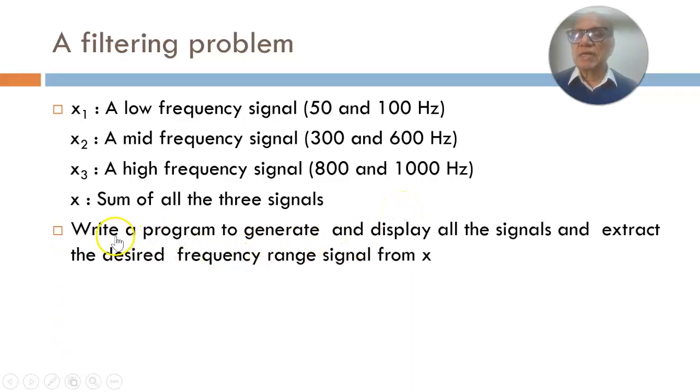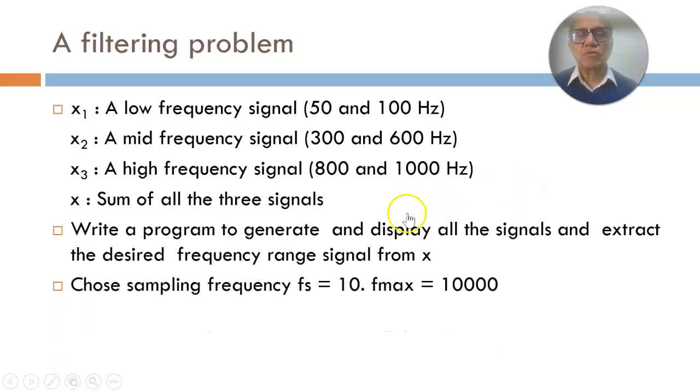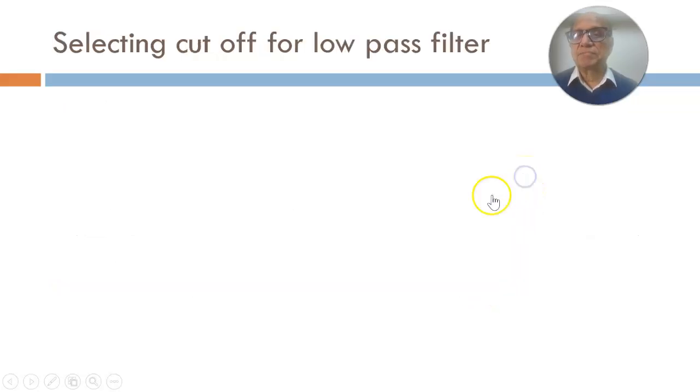The problem states: write a program to generate and display all these signals, and extract the desired frequency range signal from X. While doing so, you have to choose the sampling frequency, and the sampling frequency we choose is 10 times the highest frequency. In this case, the highest frequency is 1000 Hz. So we choose 10 times F max, so that is 10,000 samples per second.